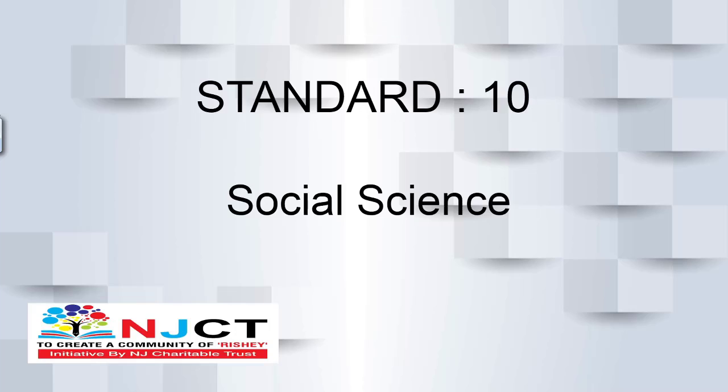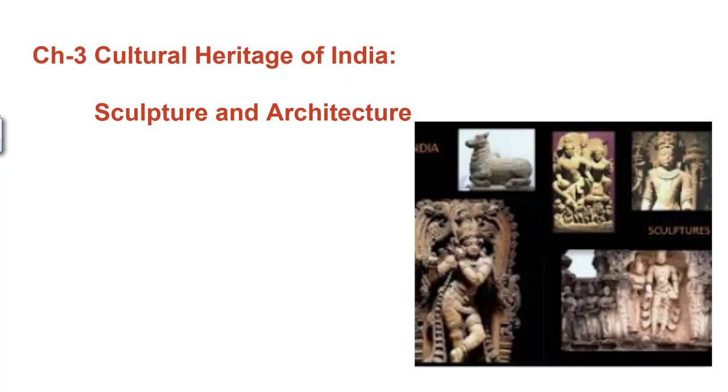We are learning social science of 10th standard and we are talking about chapter number 3, that is Cultural Heritage of India, Sculpture and Architecture. In the previous video we talked about different caves of Gujarat. Now in this video we are going to talk about Chariot temple and temple architecture.